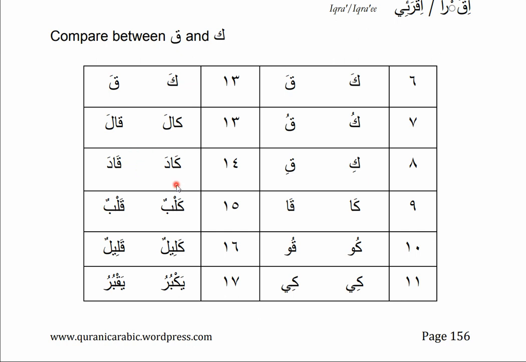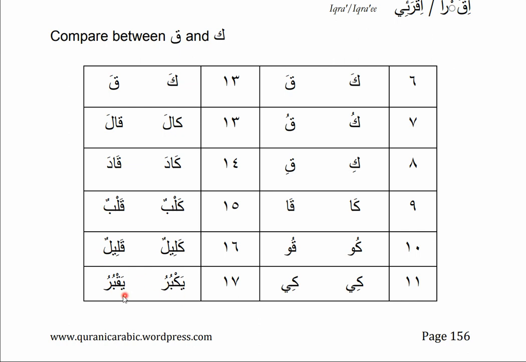Kala, qala, kada, qada, kalbun, qalbun. Now, kalb with light kaf means dog. Qalb with a heavy qaf sound is heart, the human heart. Kalil with light kaf, and qalil with heavy qaf means little.